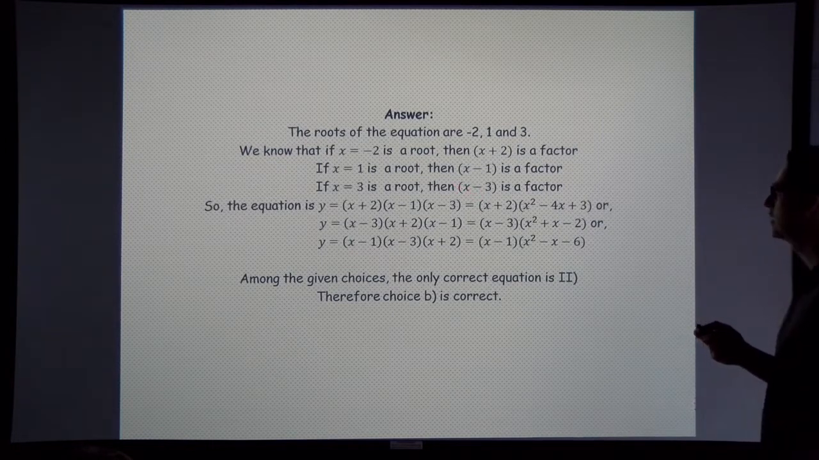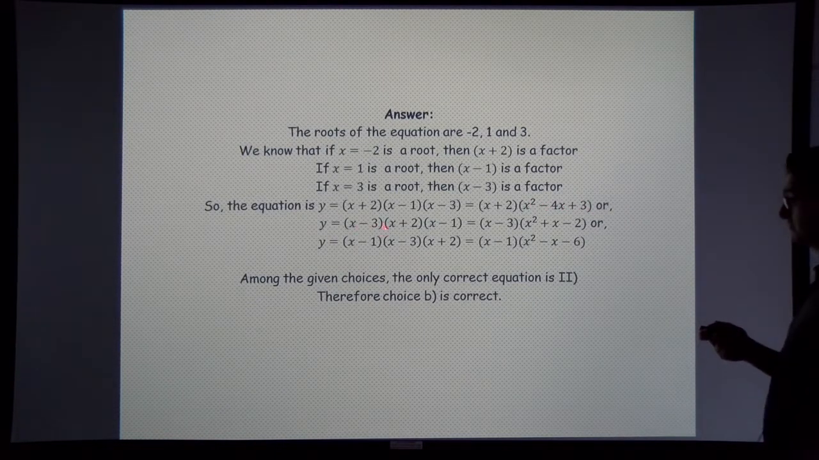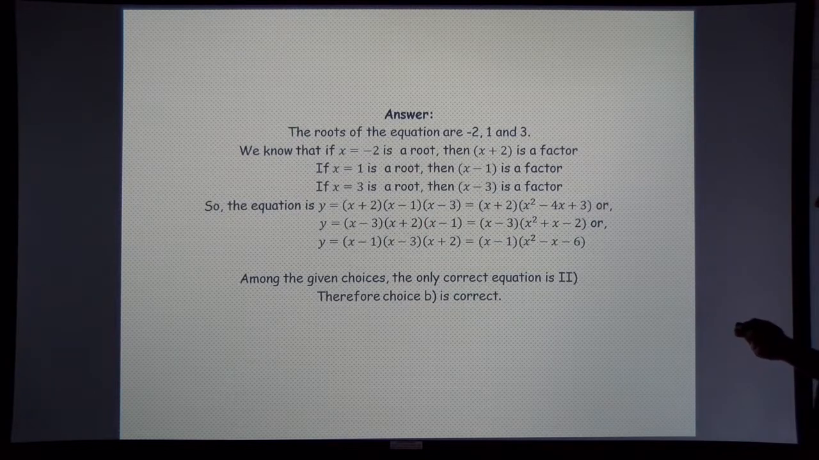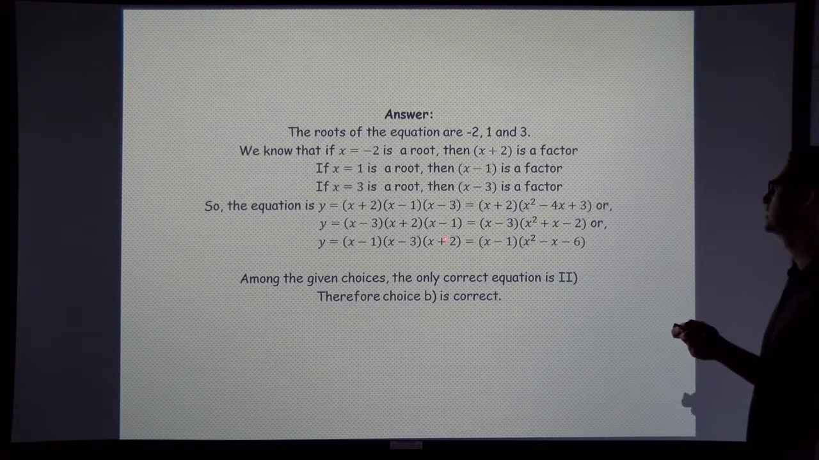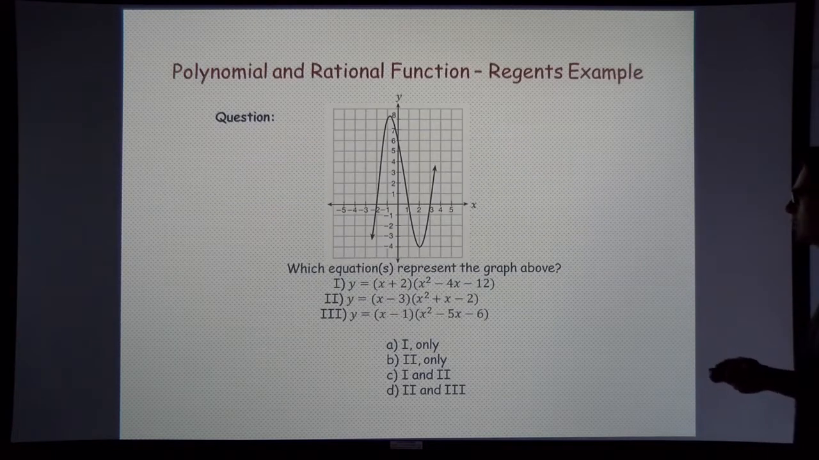We'd be left with (x plus 2) times (x squared minus 4x plus 3), or if you use the FOIL method here, we'd be left with (x minus 3) times (x squared plus x minus 2), or do the FOIL method using x minus 3 and x plus 2, we'd be left with (x minus 1) times (x squared minus x minus 6). So among these three given choices, the only correct equation is choice 2, which on our answers over here is choice B.